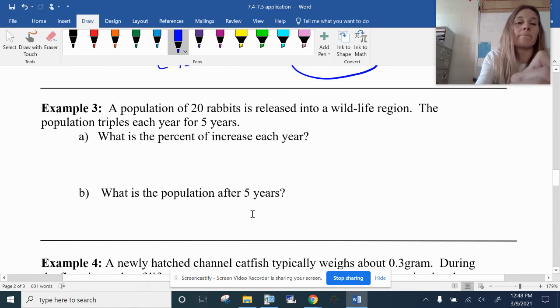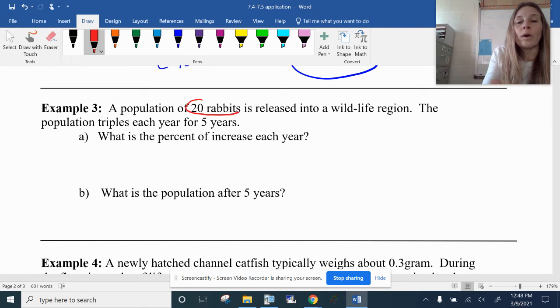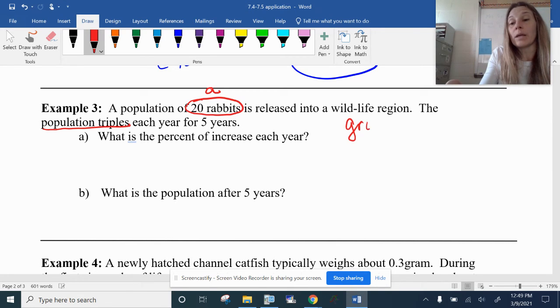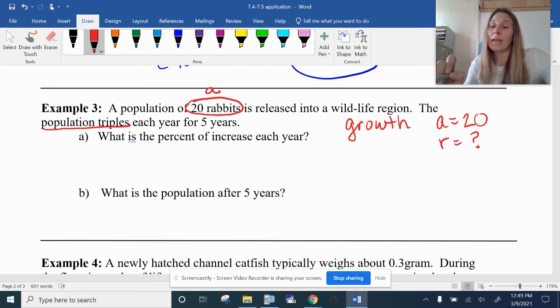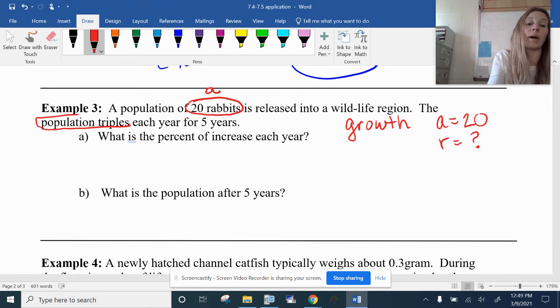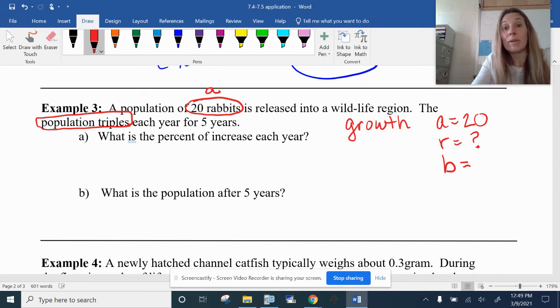Okay, example 3. A population of 20 rabbits is released into the wildlife region. The population triples each year for 5 years. Okay, so we know that there's a growth happening here. We know the A value is 20, but the rate is a little bit more confusing here. It doesn't give you the rate. Instead, it's telling you that the population is tripling. So really what they're giving you here is the B value, and it's going to be a 3.